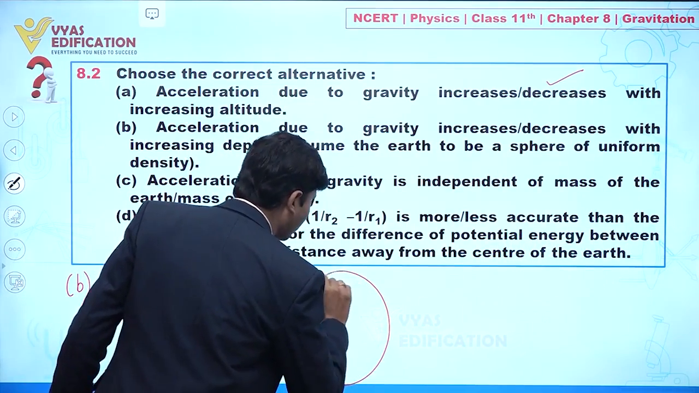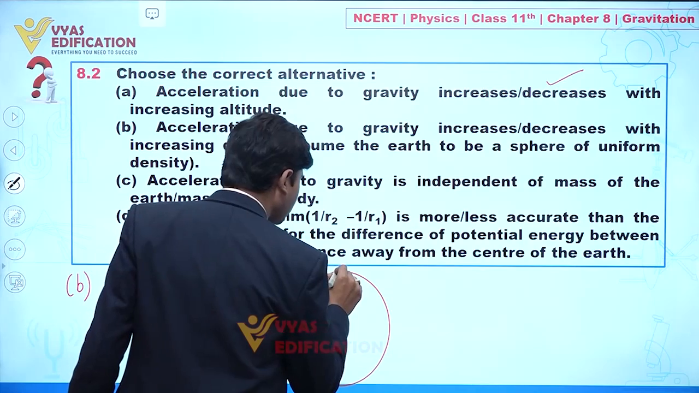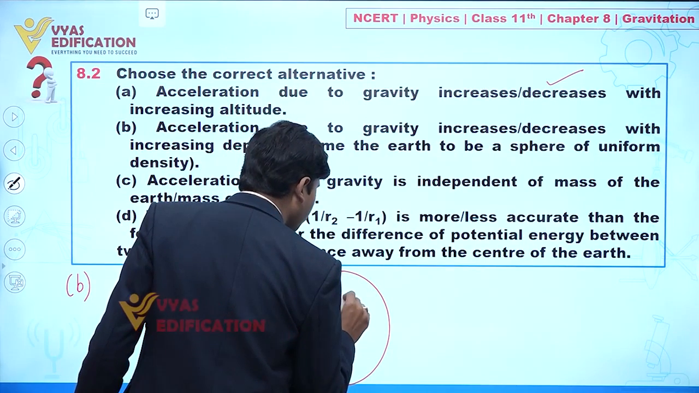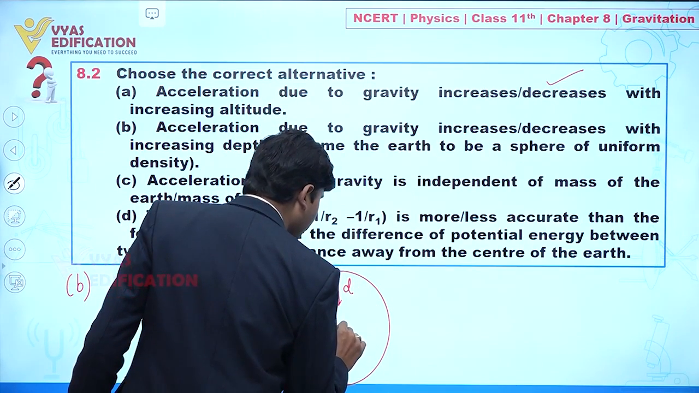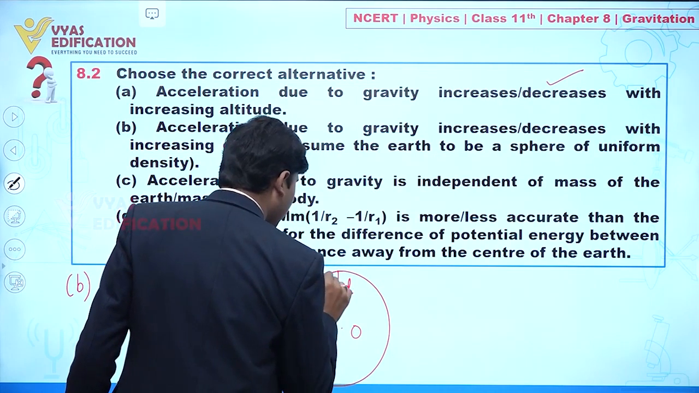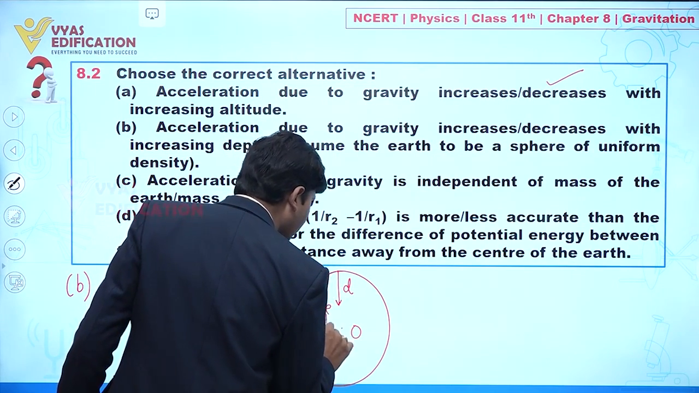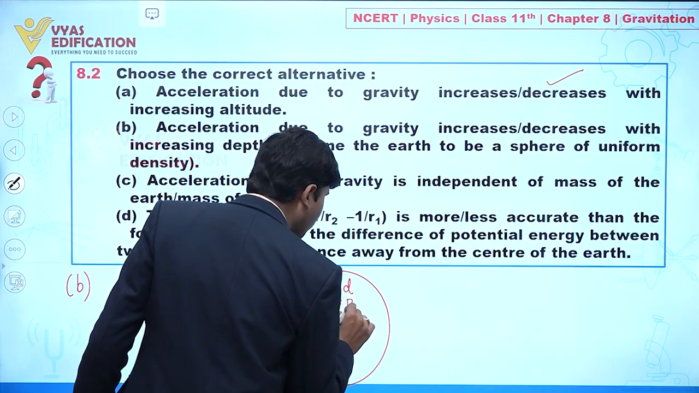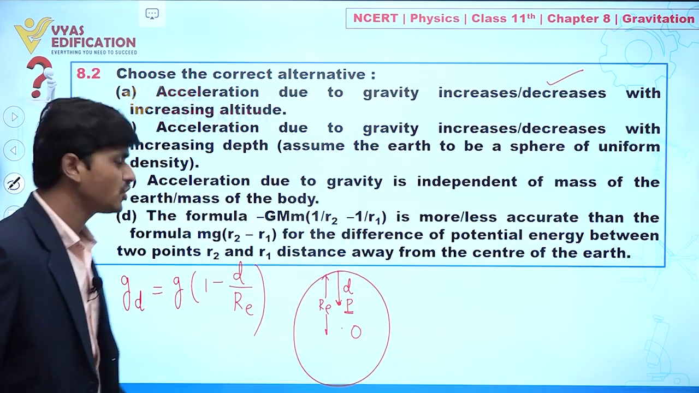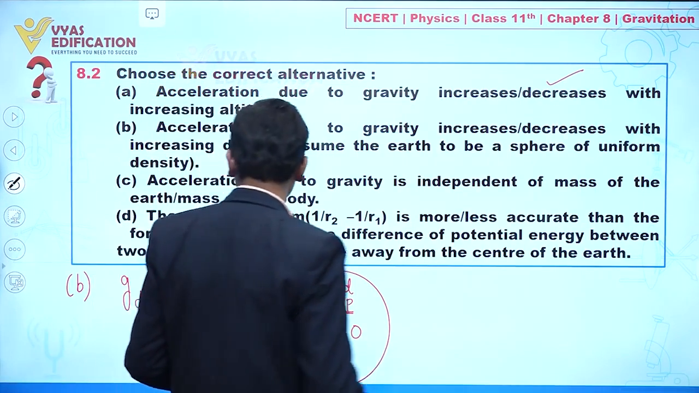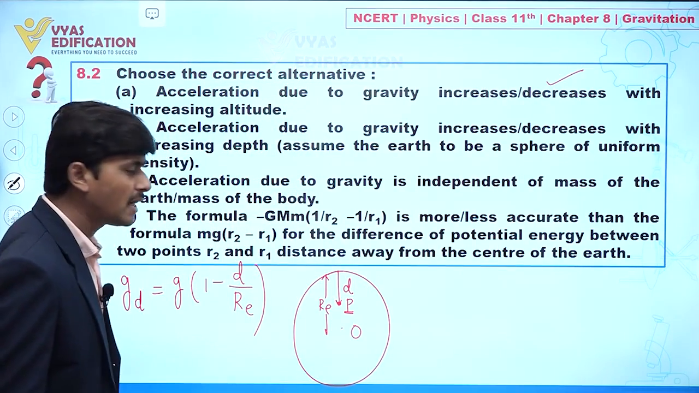You can say it like this. Let's suppose we have the earth, and this is the initial position. I am taking this body at a certain depth d. Let's suppose this is the center O, and here we have radius Re. So at this position, the value of acceleration due to gravity is given by g1 minus d by Re.